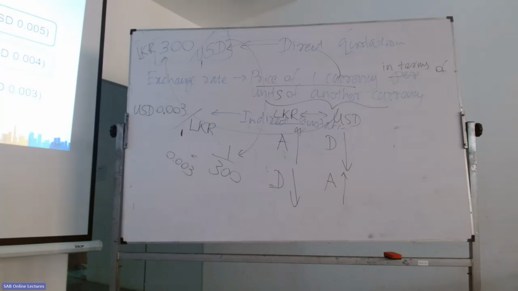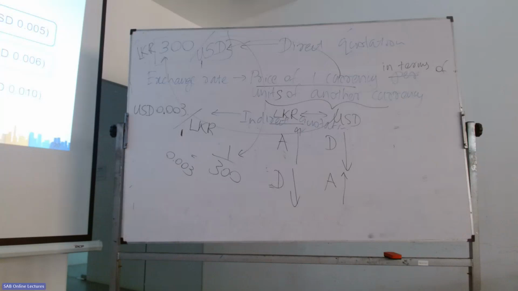Similarly, check the price of USD in terms of LKR. The price of USD in terms of LKR has increased. Initially, 1 USD was priced at 200 LKR, and finally, 1 USD is priced at 300 LKR. So the price of USD in terms of LKR has increased. That is, US dollar has strengthened. That means USD has appreciated.